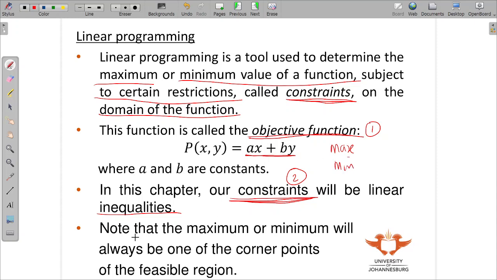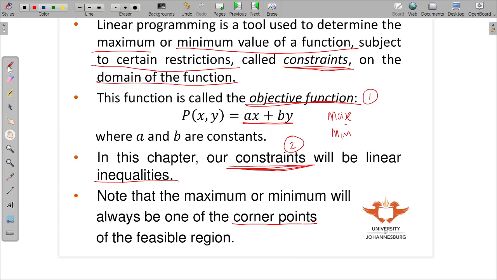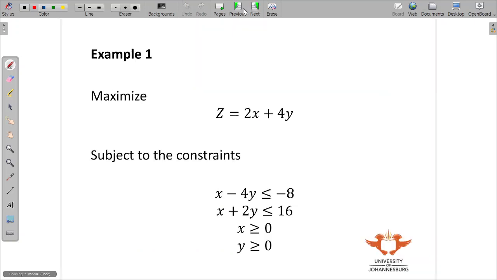Note that the maximum or minimum will always be at one of the corner points in the feasible region. We learned about the feasible region the other time. So we are going to be getting the corner points from the feasible region, and the maximum or minimum we are looking for will be one of the corner points. Alright, let's go.